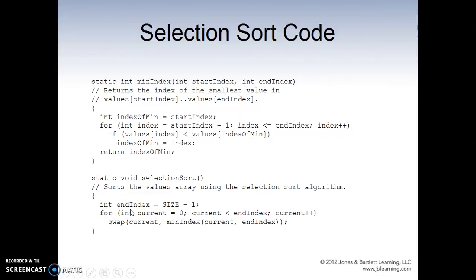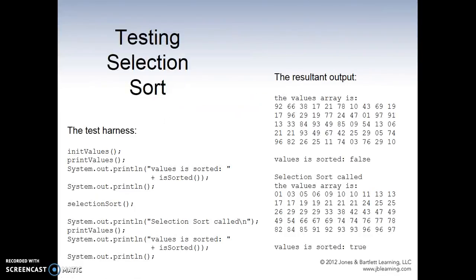we start from n index equals size minus 1, and the current equals 0. We iterate to the end. We swap the current with the min index. Okay. So let's look at what the function swap does.